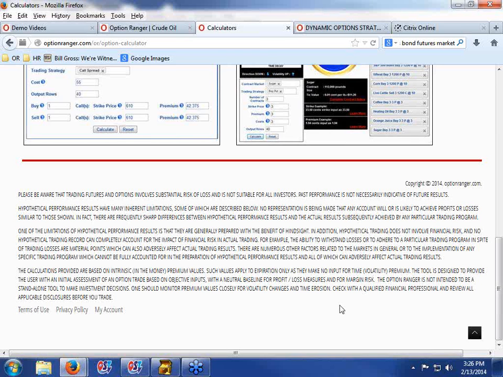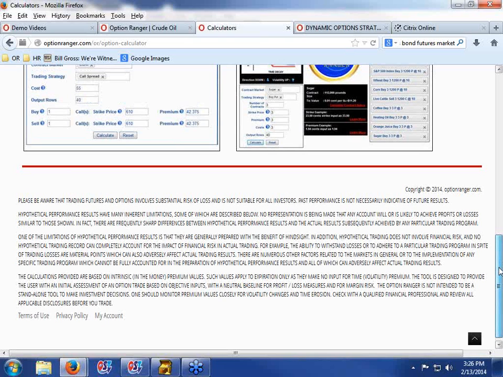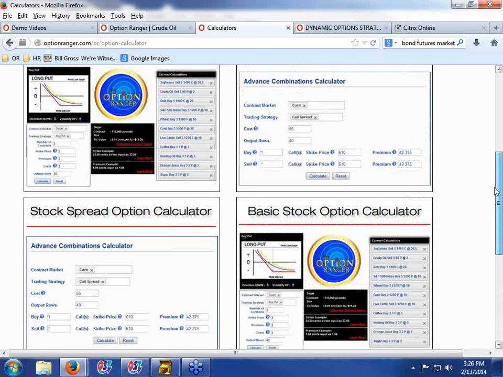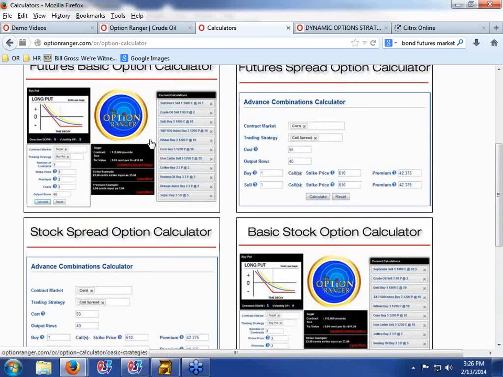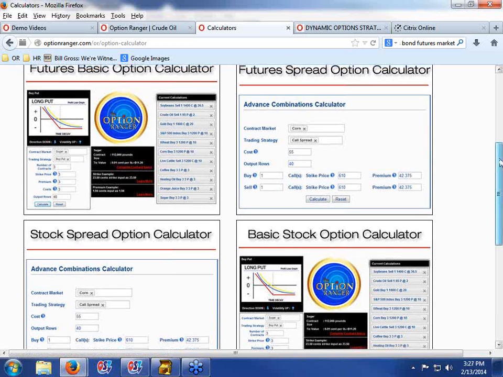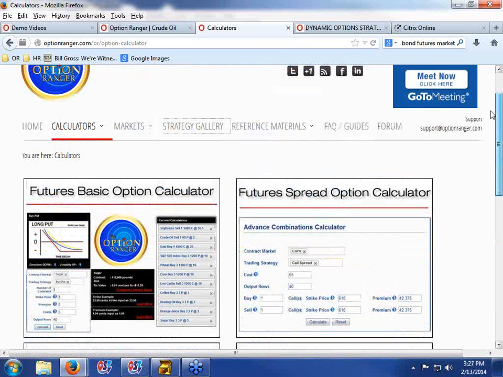The Option Ranger calculator is an all markets calculator, so you can model stocks and stock option transactions and combinations. That has been input, and you can do either basic strategies under the basic stock option calculator, or advanced stock strategies with our stock spread option calculator. Likewise, there are basic futures strategies as well as spread futures strategies that you can model. Bear in mind that this is not individualized trading advice.